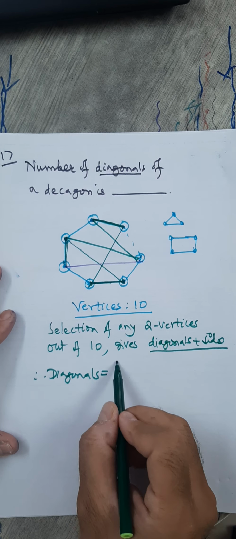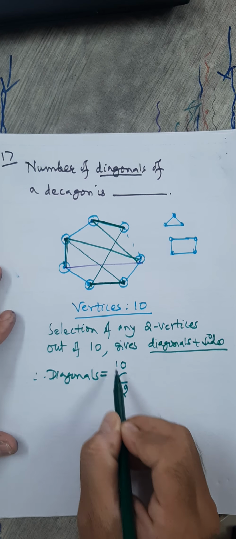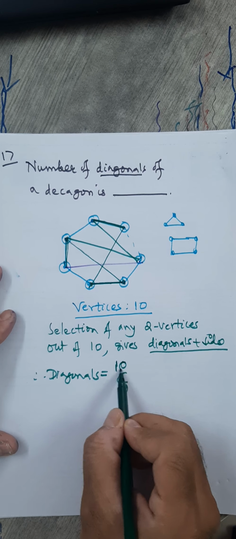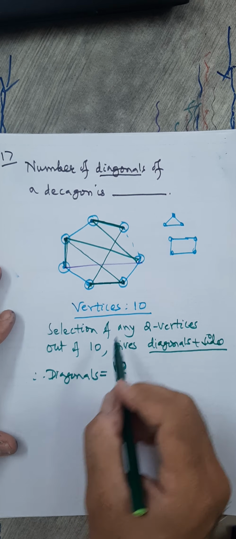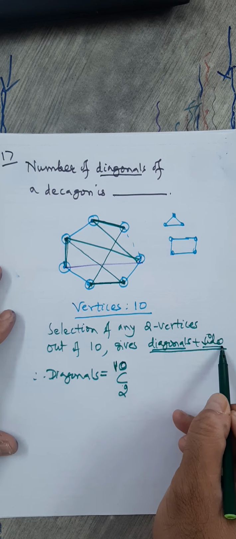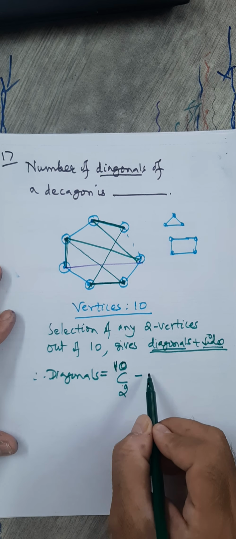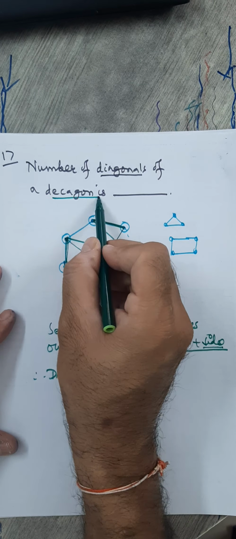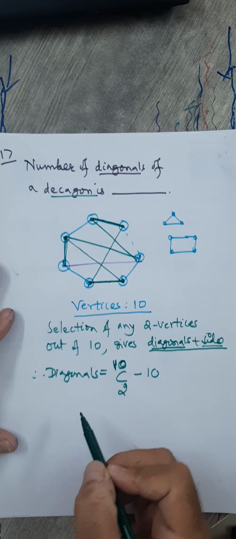Selection of 2 out of 10, 10 से 2, राइट आपको तो डायगोनल ही चाहिए. मैंने व्हेन आई राइट 10 से 2 तो दोनों अंदर आ गया, डायगोनल्स भी आ गया और वर्ट साइड्स भी आ गया. तो माइनस साइड्स, हाउ मेनी साइड्स डेकागन हैज 10, सो minus 10.